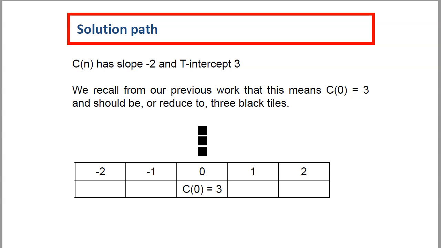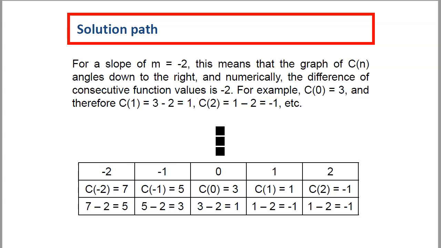We recall from our previous work that this means that C of 0 is 3 and should reduce to 3 black tiles. So we'll just use 3 black tiles for figure 0 here. For a slope of m equal to -2, this means the graph of C of n angles down to the right, and numerically the differences of consecutive function values is -2.